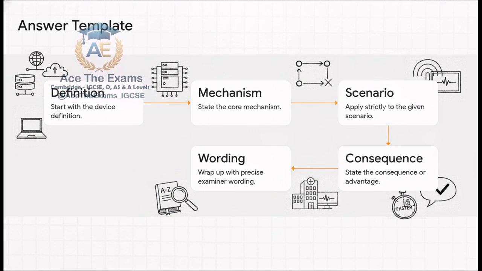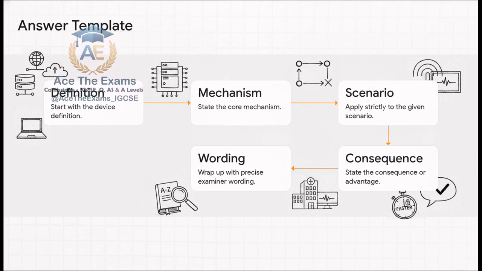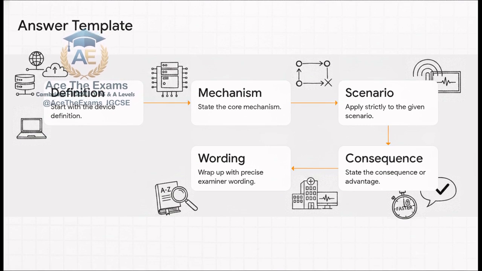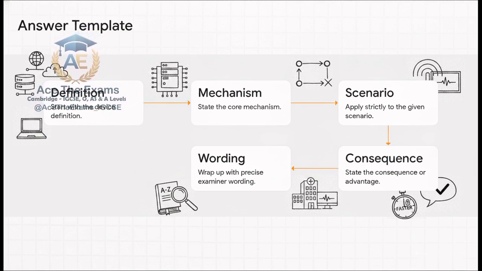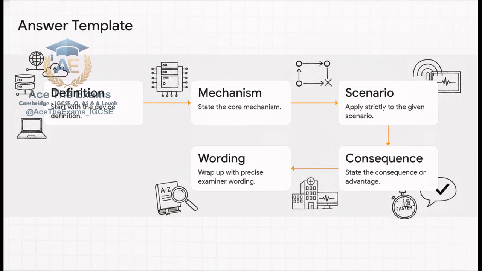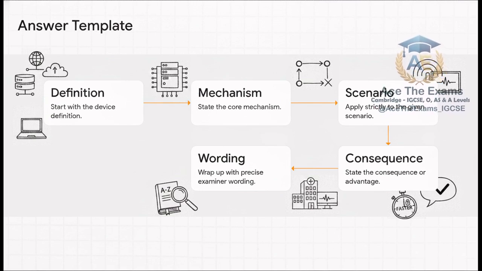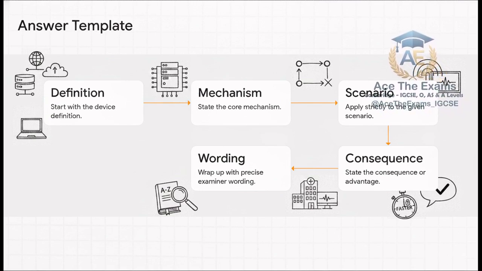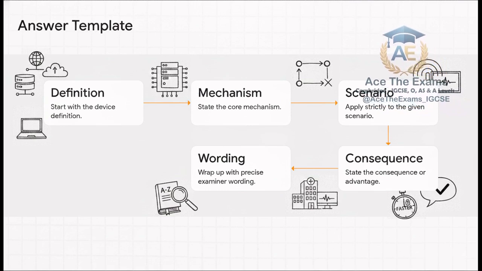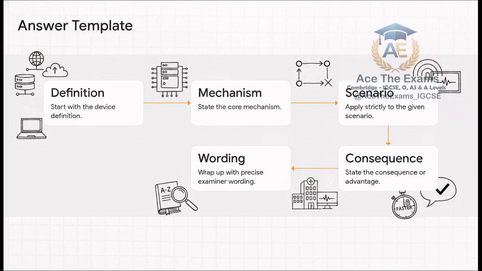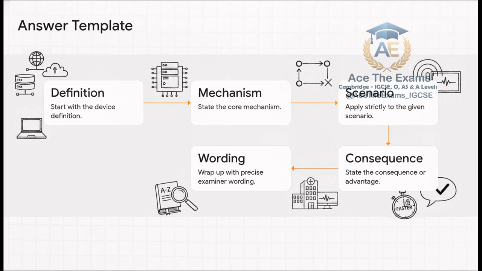Step 1, start with the definition of the device. Step 2, state its core mechanism. Is it broadcast or point-to-point? Step 3, apply it strictly to the scenario example given in the prompt. For instance, if they mention a hospital, your answer absolutely must talk about the hospital's data. Step 4, state the consequence or the specific advantage of that mechanism. And Step 5, wrap it all up with precise examiner wording, like limits broadcast traffic.